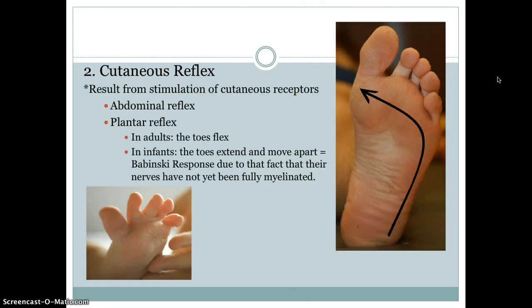In a cutaneous reflex, muscles serve as the effectors and involuntarily contract following a stimulation of the receptor or skin. This week we'll practice the abdominal and plantar reflexes. In a normal adult plantar reflex, the toes flex or curl.